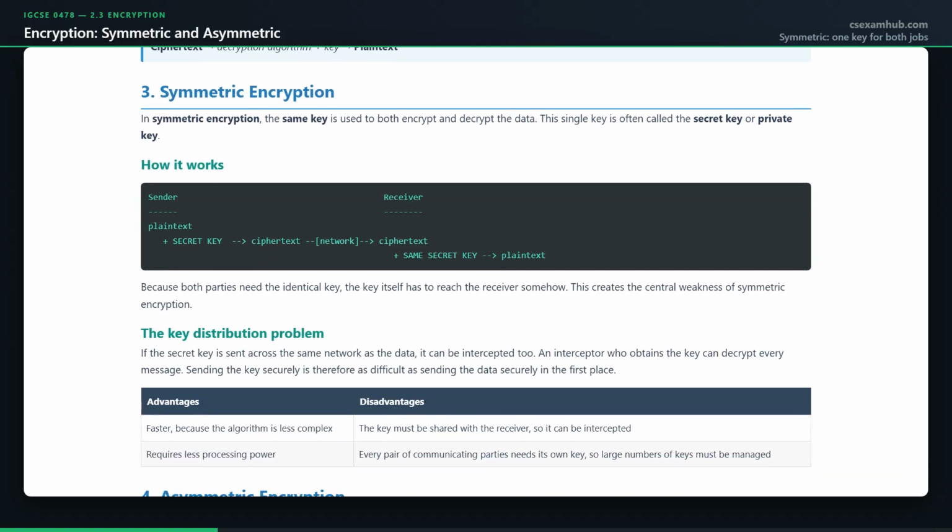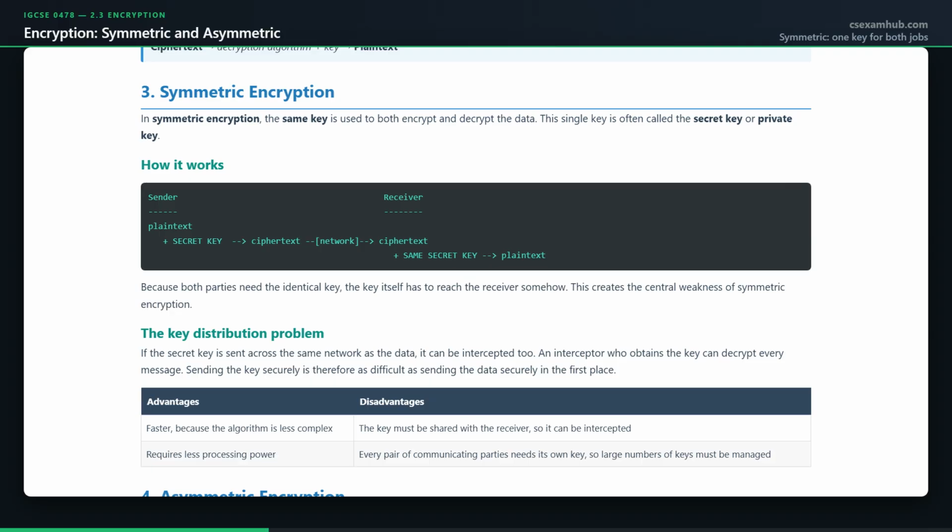The first method is symmetric encryption, and the definition is short. The same key is used to encrypt and to decrypt. One key, doing both jobs. It is often called the secret key, and confusingly, it is also sometimes called the private key, which is a phrase you will meet again in a moment, meaning something quite different. So read questions carefully. The sender encrypts the plain text with the secret key and sends the ciphertext. The receiver decrypts it with the same secret key.